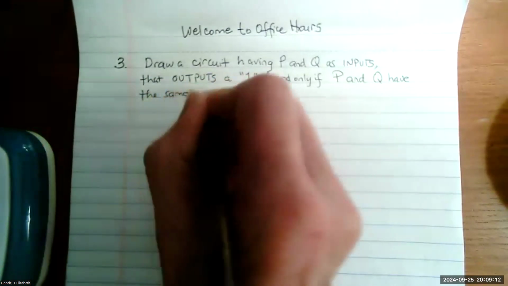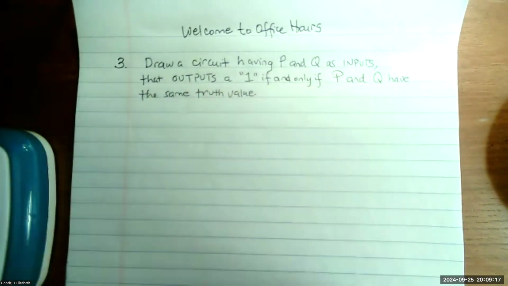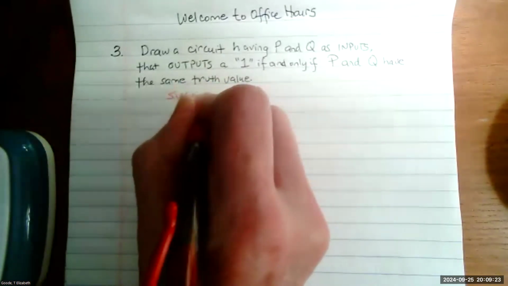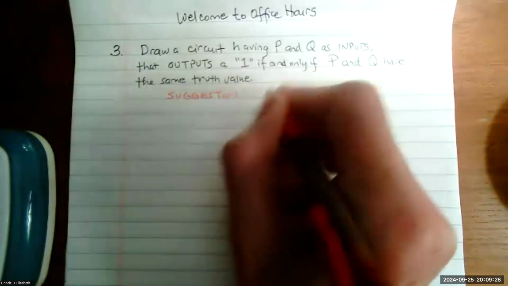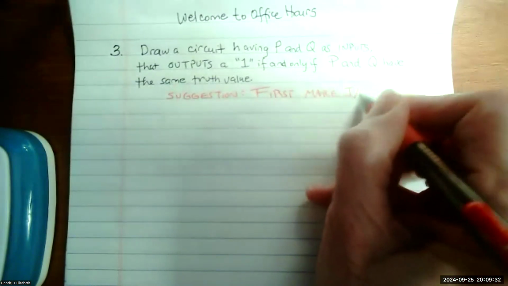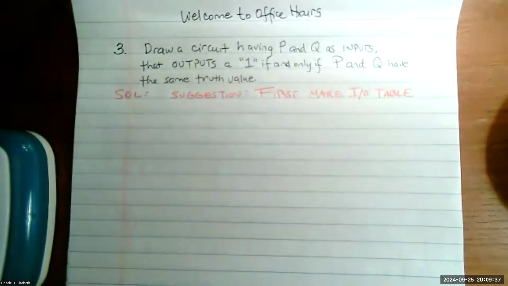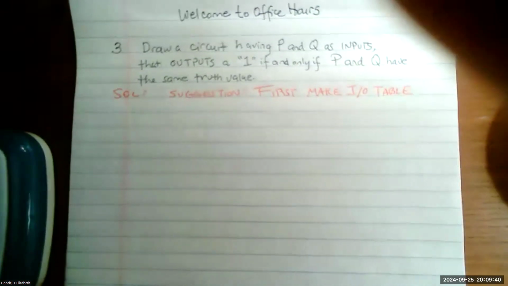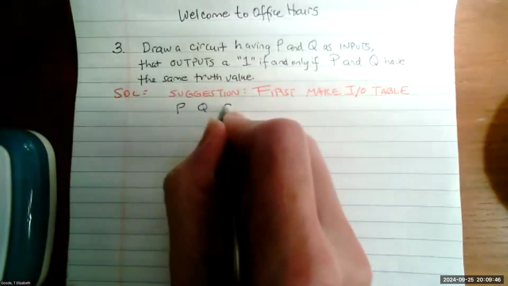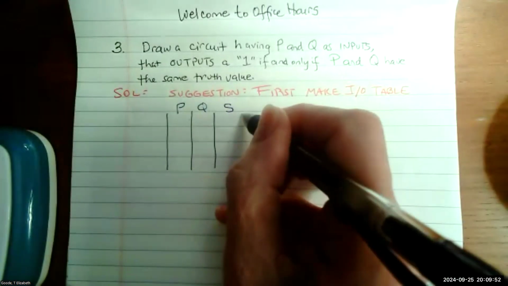The easiest way to do this might be to make the IO table first. It's just a suggestion. All right, so let's do that. Okay, so we've got P, we've got Q, and then we've got output S. You agree? Yeah. All right, so let's set up the truth table in canonical form.